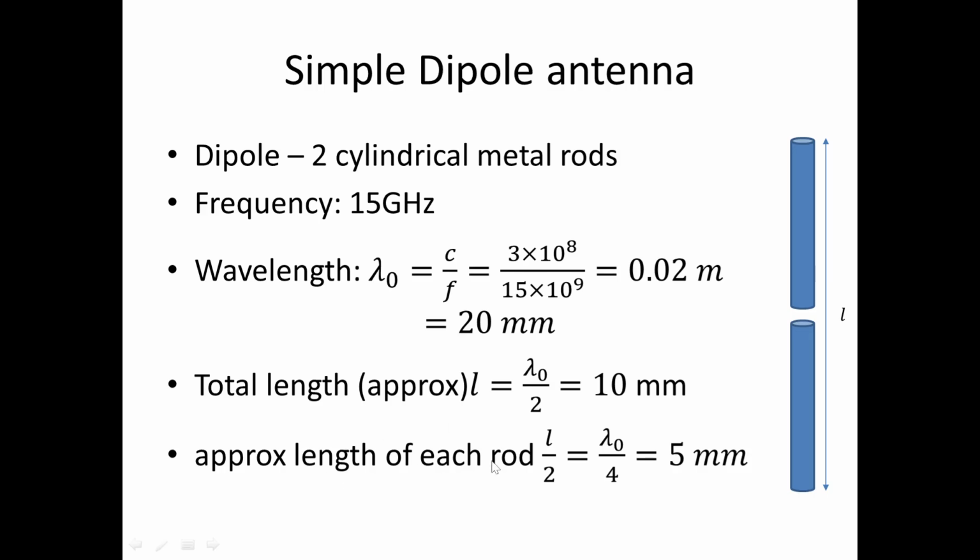So the approximate length of each rod would be L by 2, which is lambda naught by 4 or quarter wavelength. In this case, it is coming out to be 5 millimeters. Right. So we'll tune this L value for obtaining proper dipole performance at 15 gigahertz.